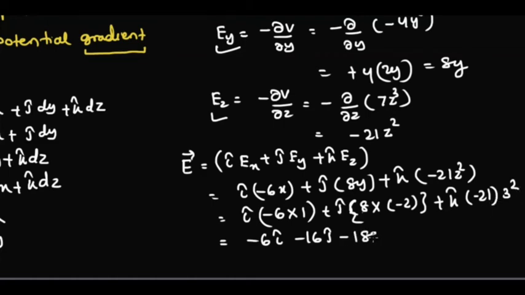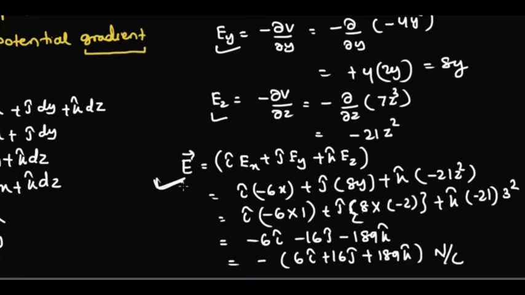It will be minus 189 k cap. Is that clear? And if you want to take the minus sign common, you'll get 6 i cap plus 16 j cap plus 189 k cap, and you can write the unit as Newton per coulomb. So this is the method to find electric field at a given point if you know the variation of potential with the position, or you know the dependence of potential on the coordinates of the point.